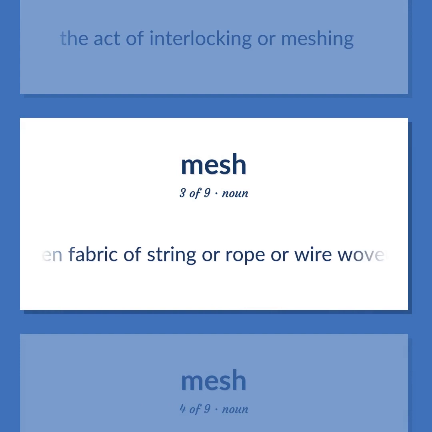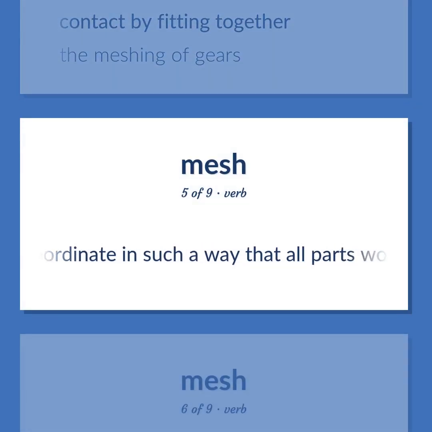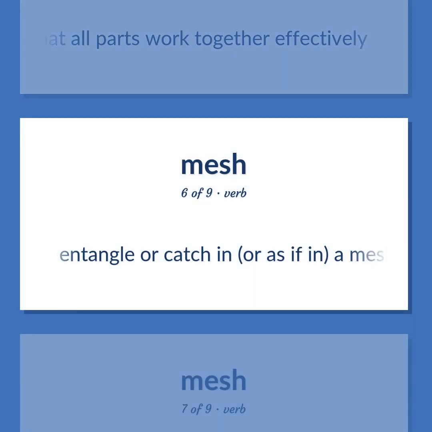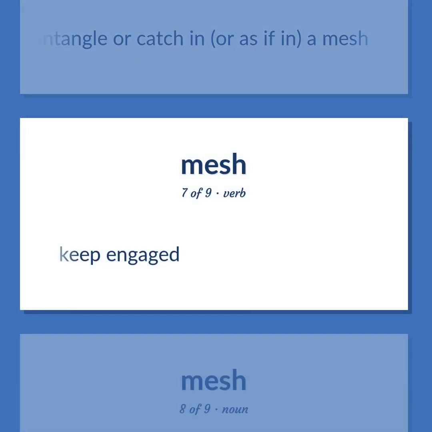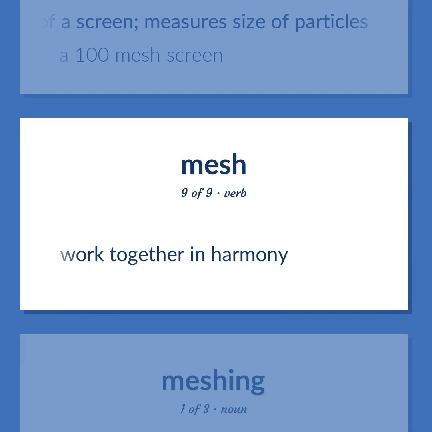An open fabric of string or rope or wire woven together at regular intervals. Contact by fitting together. The meshing of gears. Coordinate in such a way that all parts work together effectively. Entangle or catch in, or as if in, a mesh. Keep engaged. The number of openings per linear inch of a screen. Measure size of particles. A 100 mesh screen. Work together in harmony.